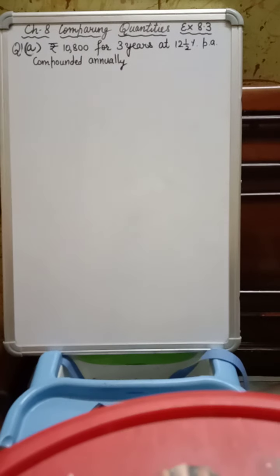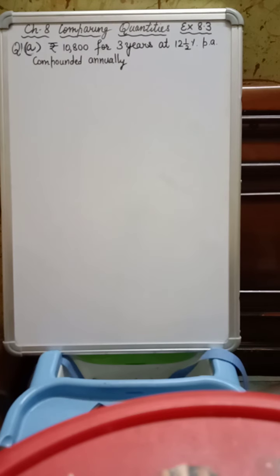Good morning students. In this video we will solve a few questions of exercise 8.3 using the formula of compound interest. This is the first question of your exercise, question 1a part. The question is, calculate the amount and compound interest on rupees 10,800 for 3 years at 12.5% per annum compounded annually.